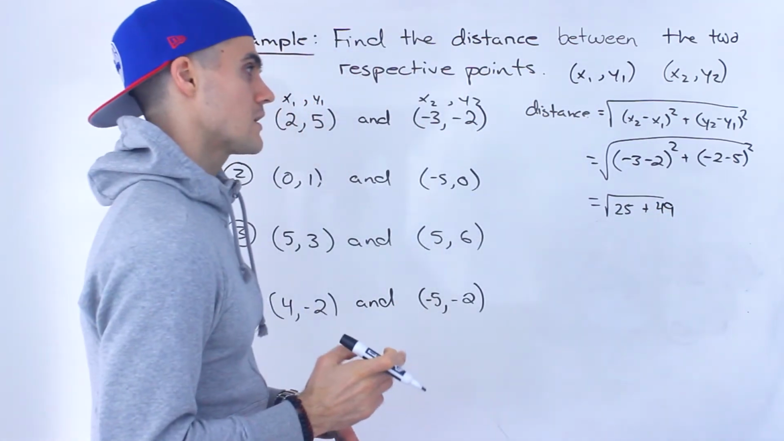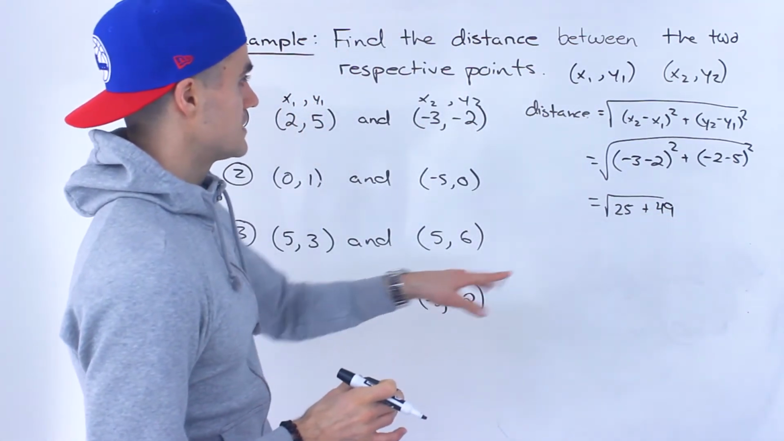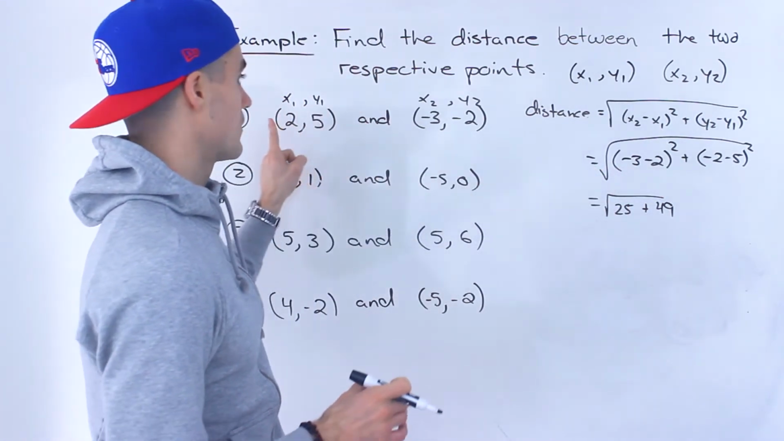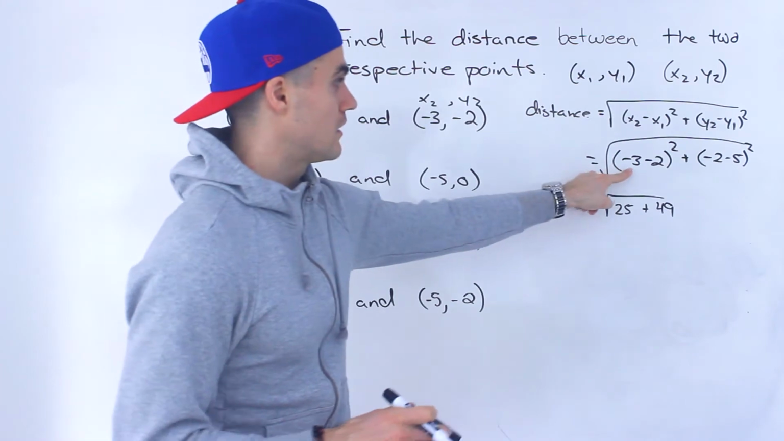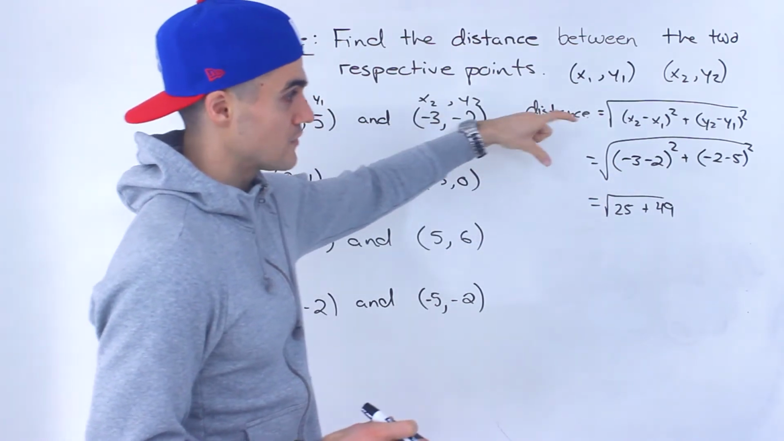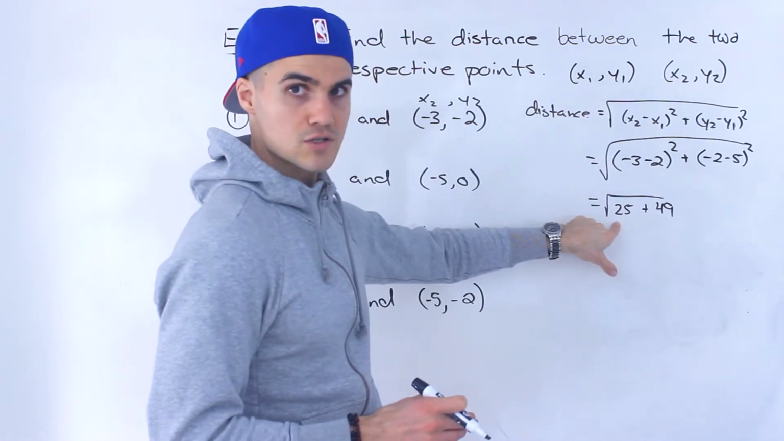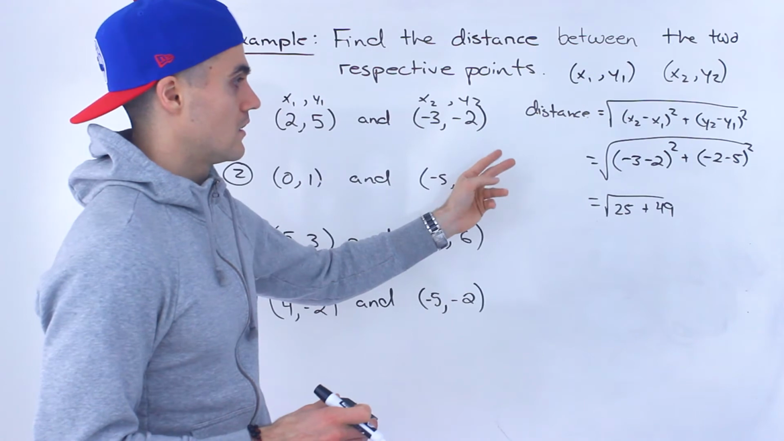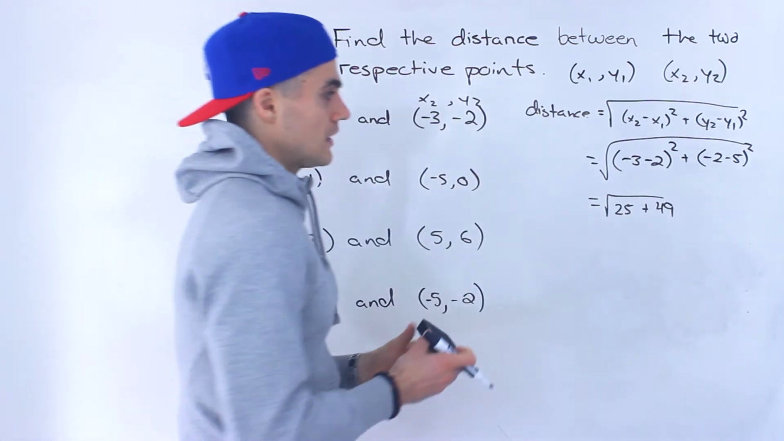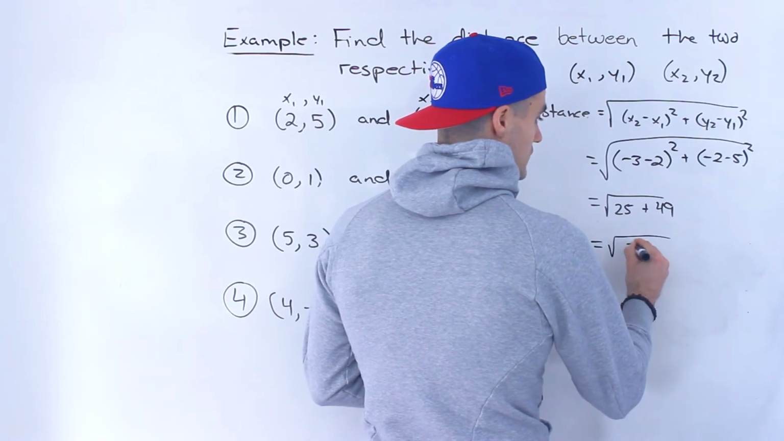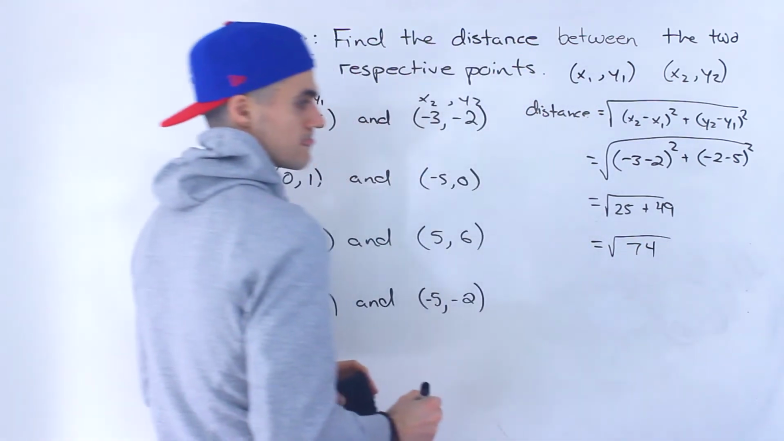And I want to make a note that it doesn't matter which way you did it. If we put the 2 in front, we would have 2 minus negative 3, which gives us positive 5, and 5 to the power 2 still gives us 25. That's why I was saying it doesn't matter which order it's in. And then from here, we would have the square root of 74, like that.